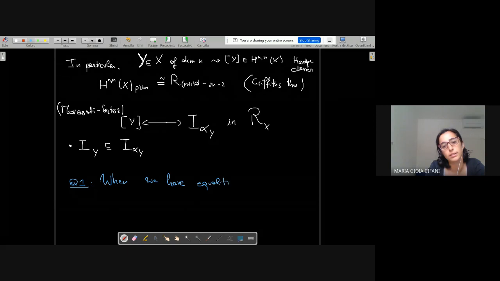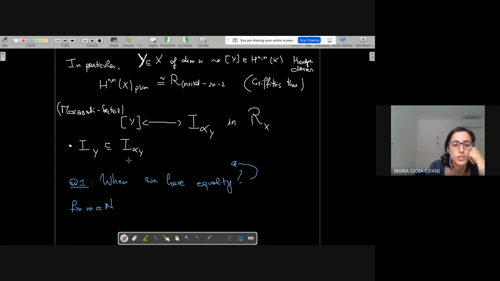Equality here. Meaning equality, we have to fix a degree. So we have to fix a degree m, maybe in n, better, because otherwise we want really equations. So we fix a degree and we look for conditions for which we have this equality here of the polynomials defining these two things.